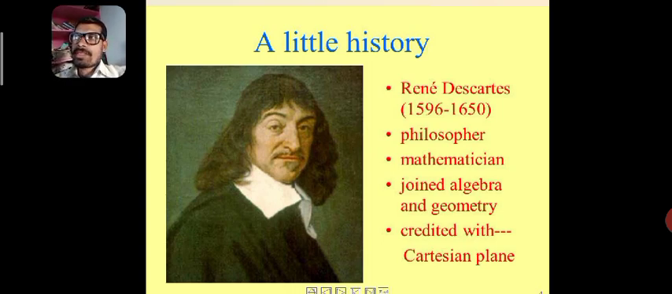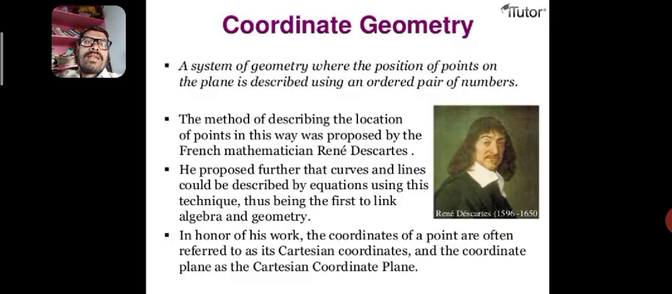The person who invented it is René Descartes, a French mathematician, basically a philosopher. He joined algebra and geometry, creating the Cartesian plane. It is also called the Cartesian plane. Coordinate geometry is a system of geometry where the position of a point in a plane is described using an ordered pair of numbers. That ordered pair of numbers you see is the x ordinate and y ordinate.